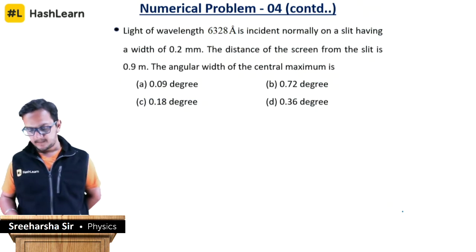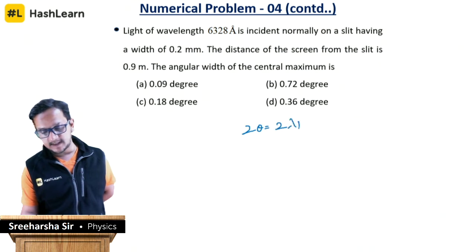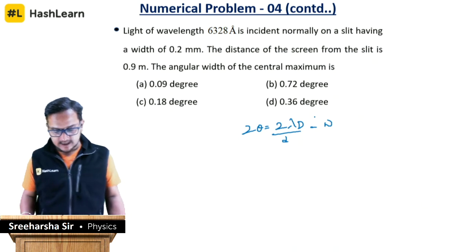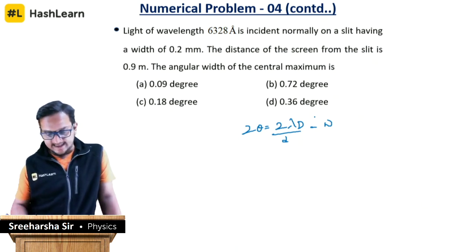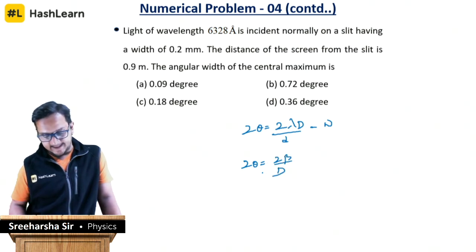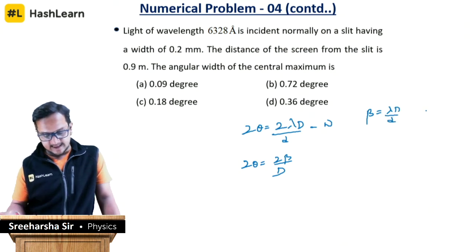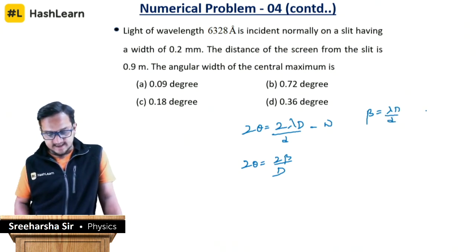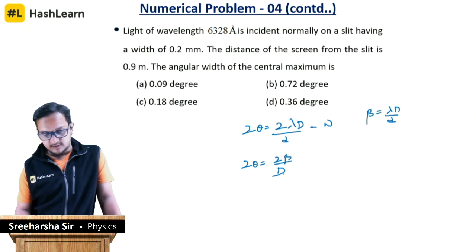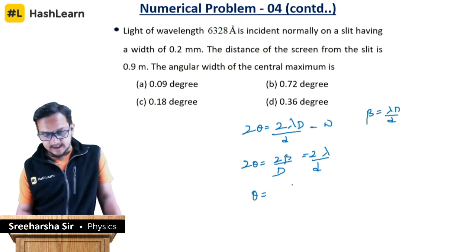So now we know that 2 theta is equal to 2 lambda by d is the condition for the width. So you have to find out the 2 theta, which is equal to, can I also write this as 2 theta equals 2 beta by capital D, where beta is equal to lambda D by d, which was the interference we studied. When you substitute that, 2 theta is equal to 2 beta by D, which is also equal to 2 lambda by d.